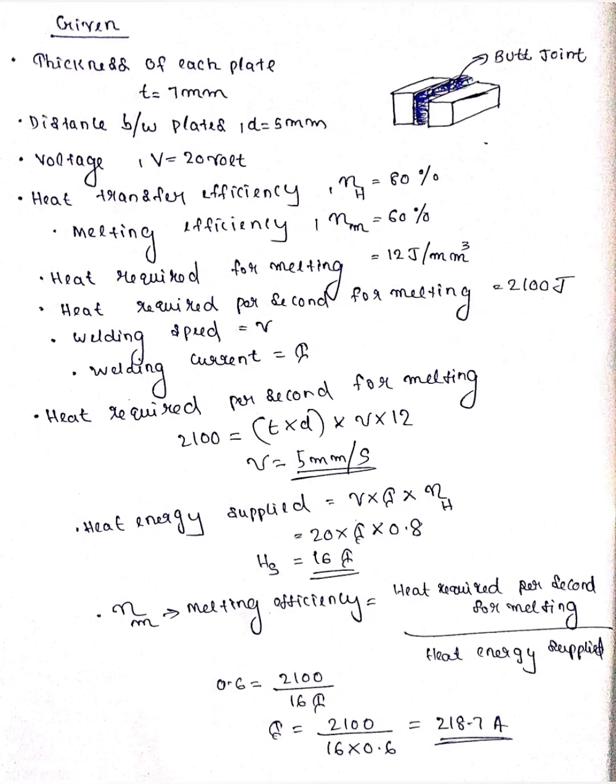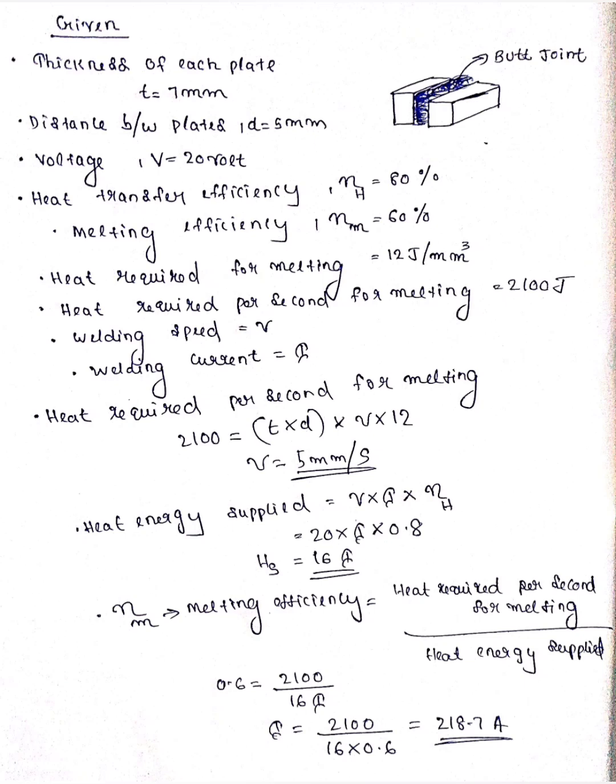We have two plates, and these two plates are joined by butt joint. We know there are different types of welding method: butt joint, lap joint, and here it's a butt joint, which is simply joining or welding between two plates. For the given condition, thickness let it be T as 7 mm, and the gap between the two plates be D, which is 5 mm.